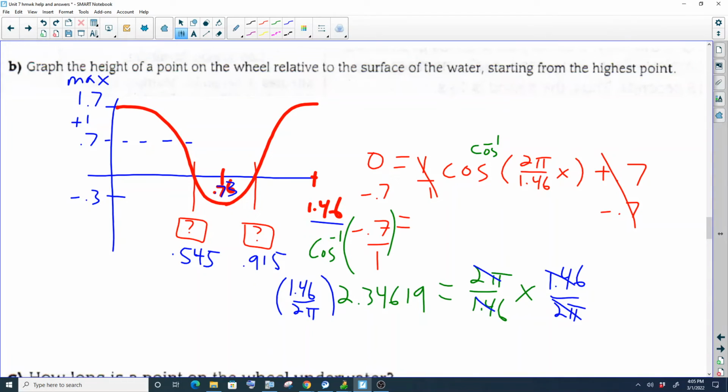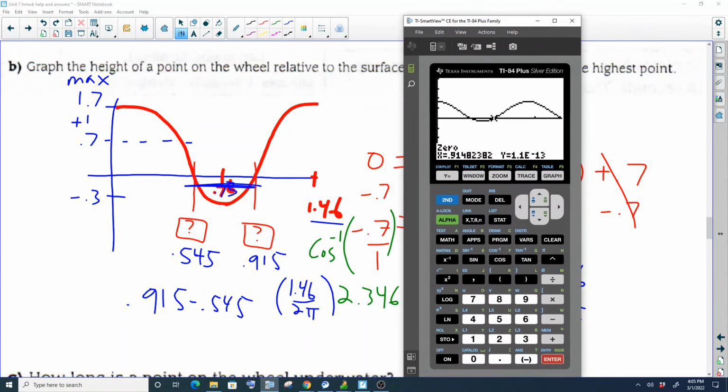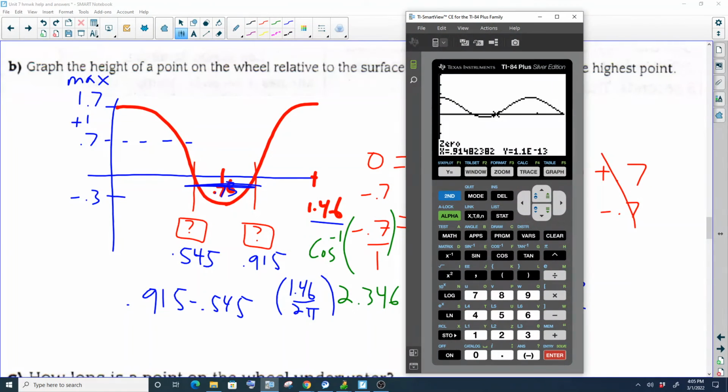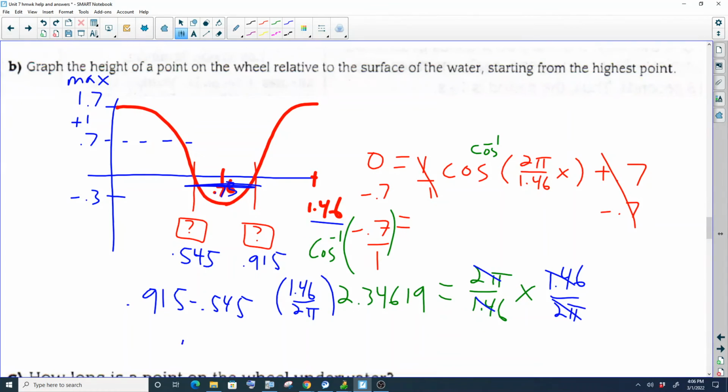If we subtract those, that's going to give us the distance when it was under the water. So 0.915 minus 0.545. I'll still have to figure out trigonometrically why it didn't work when we set it equal to 0 and solved for x. I must have made a mistake somewhere there. But this is the correct answer. So 0.915 minus 0.545 is 0.37, our answer. 0.37 seconds is how long it's underwater for. There it is. We finished it. So underwater for 0.37 seconds.